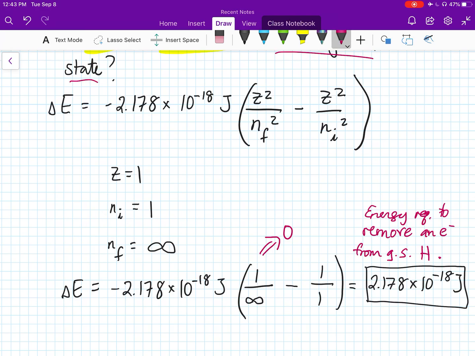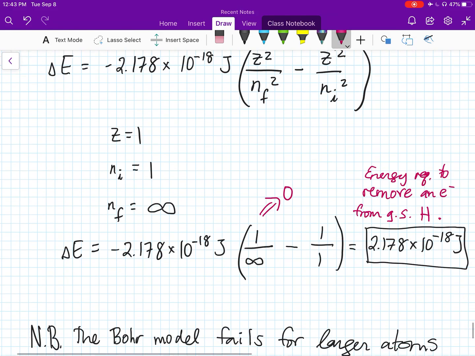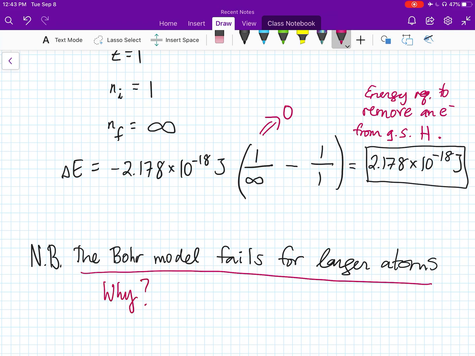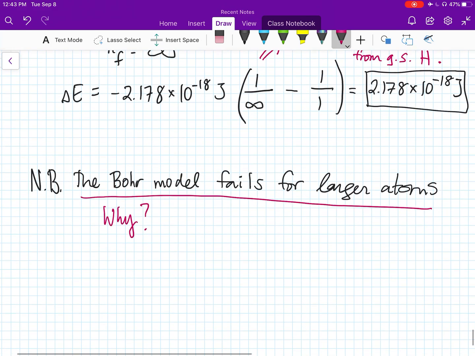So you can use this equation to calculate delta E values for hydrogen, but you should know that the Bohr model breaks down for elements that are larger than hydrogen. In fact, even for helium, there's more than 5% error if you try to apply that equation to helium. So the question is why? Why doesn't the Bohr model work for larger atoms? Why does it only work for hydrogen?